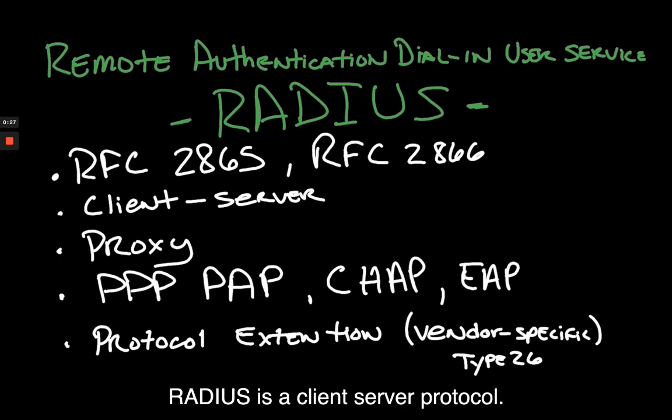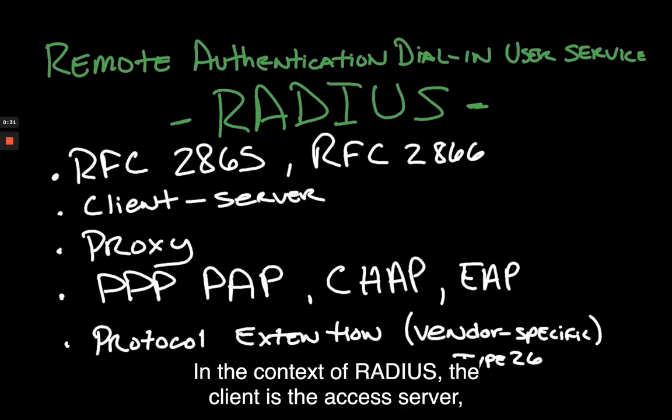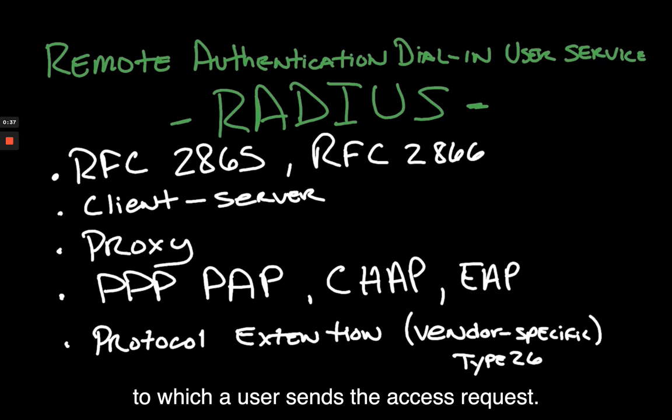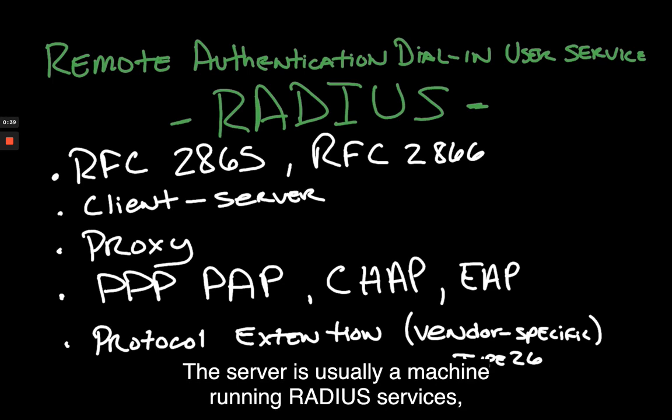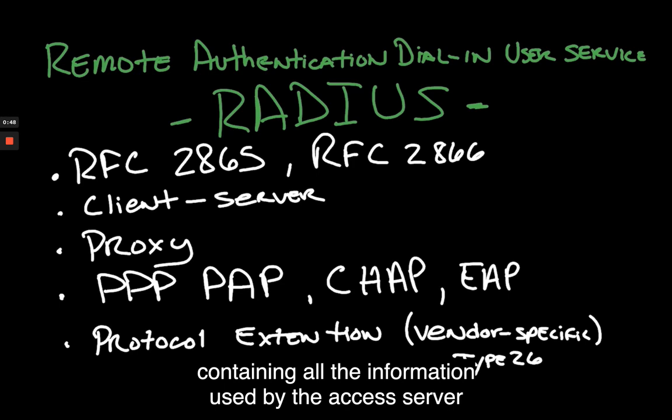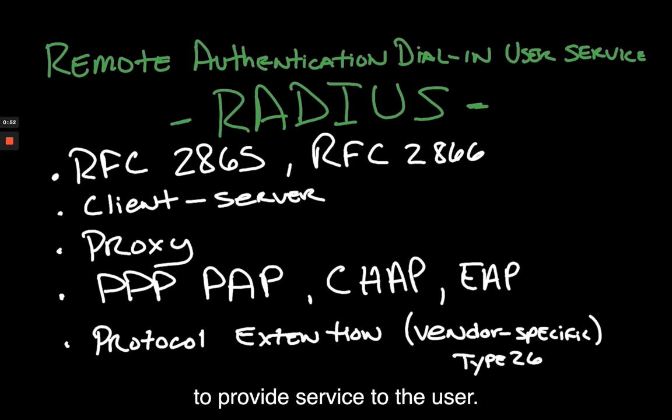Radius is a client-server protocol. In the context of Radius, the client is the access server, which is the entity to which a user sends the access request. The server is usually a machine running Radius services that provides authentication and authorization responses containing all the information used by the access server to provide service to the user.